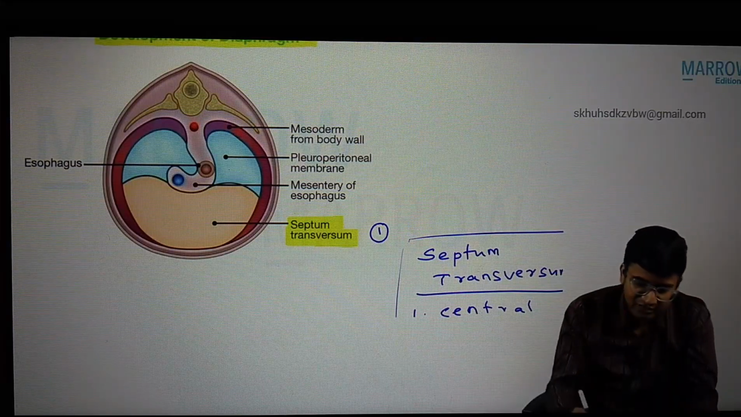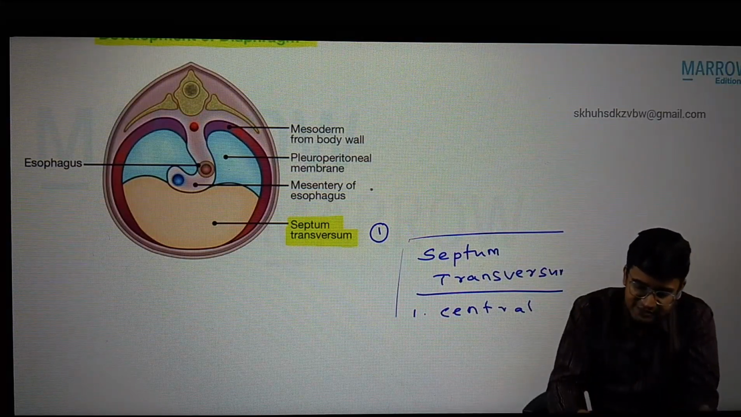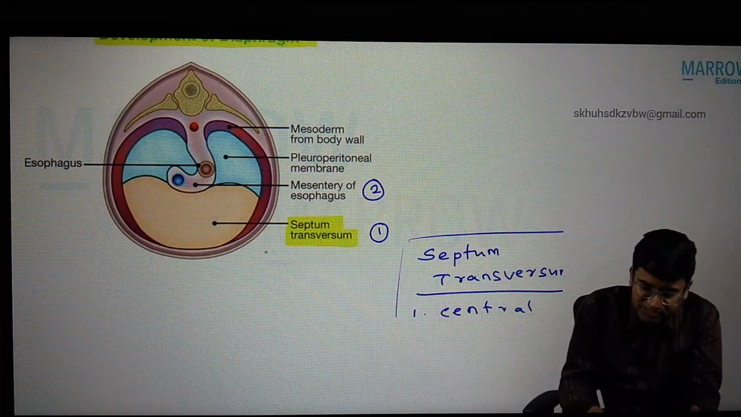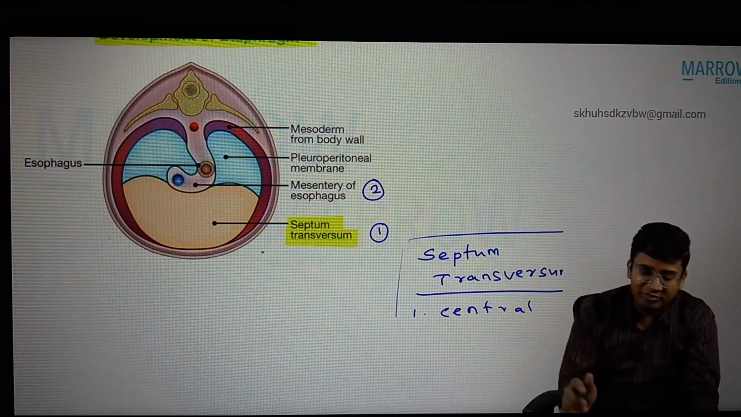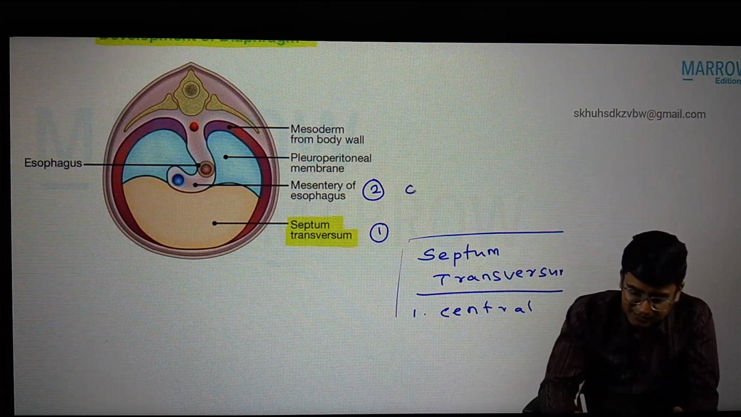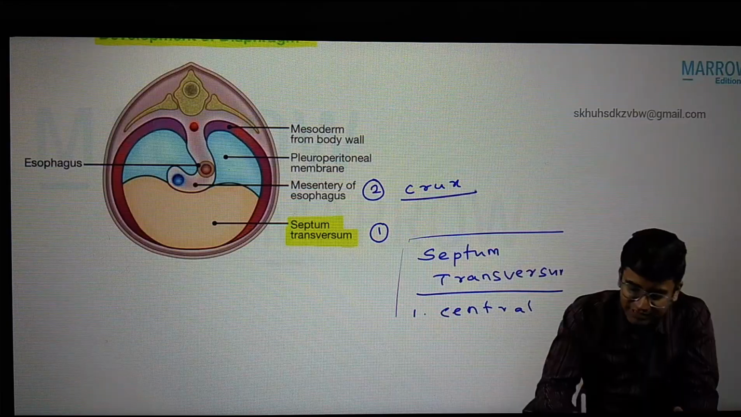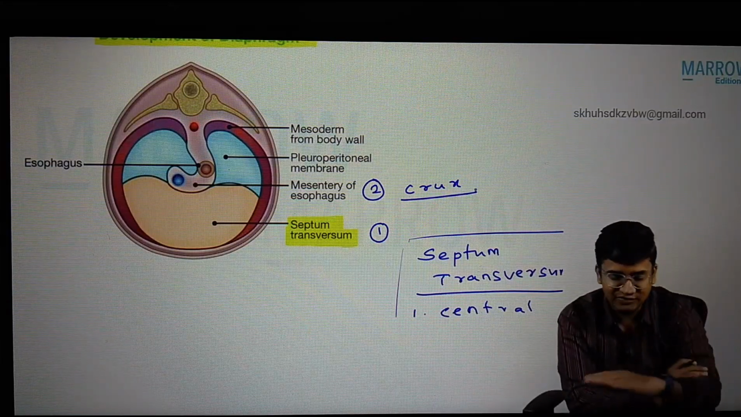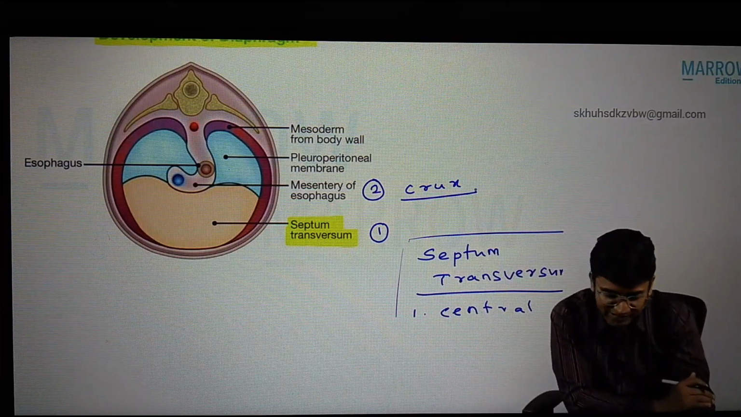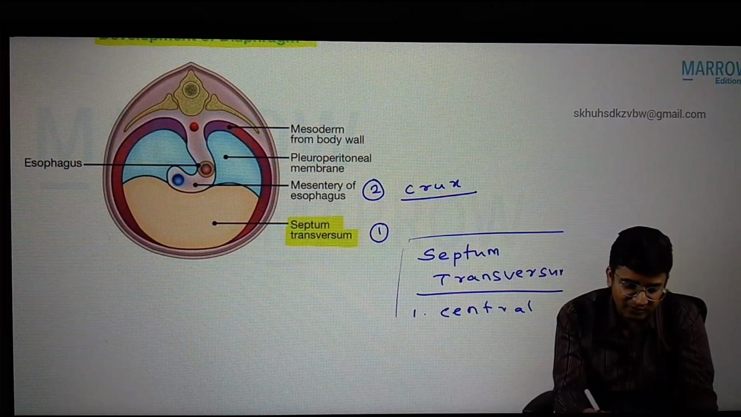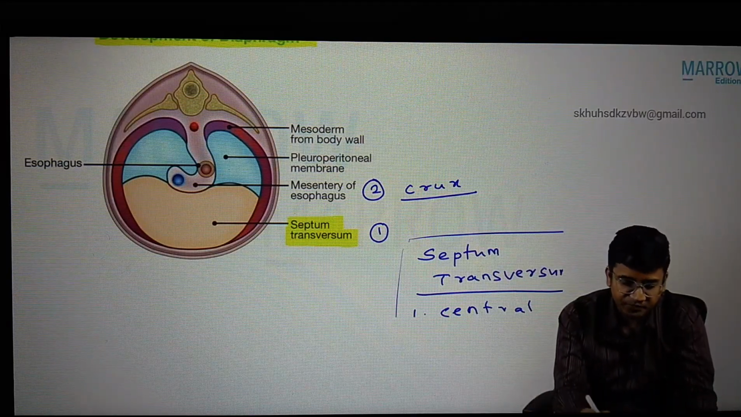Number two, we have the mesentery around the esophagus. The mesentery around the esophagus will be forming the area around the crus. It forms the crus of the diaphragm. We have right crus and left crus surrounding the esophageal opening. So the crus of the diaphragm is coming from the mesentery around the esophagus.